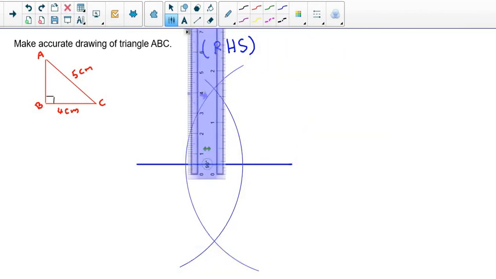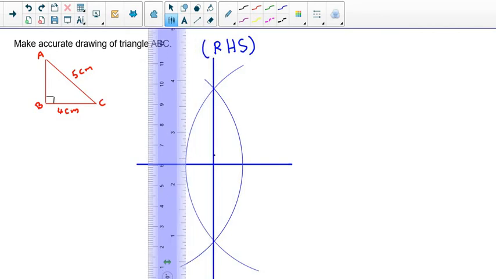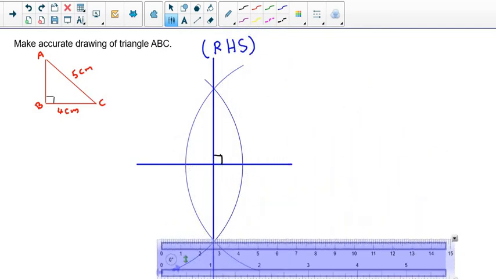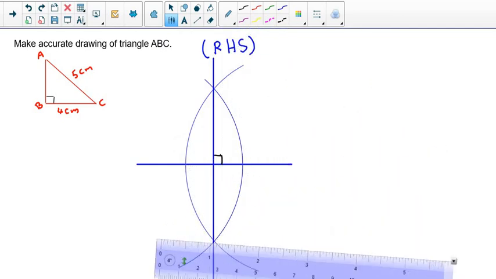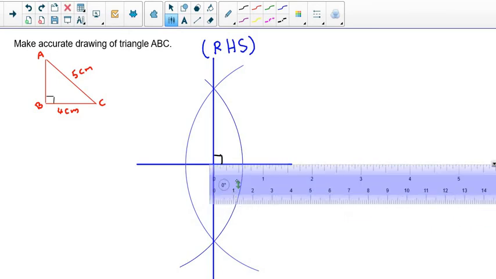Draw a line segment, make it larger than usual. Here is the right angle. Now check the length of this part of the line segment, from the right angle to the end of this line. It's 4 centimeters. Yes, here it's 4 centimeters.